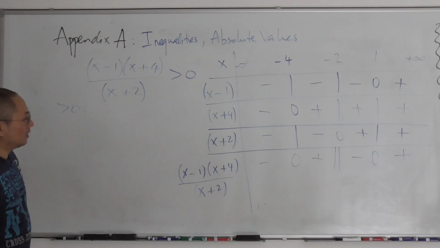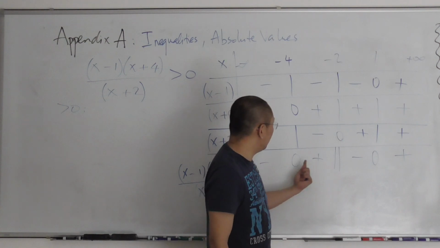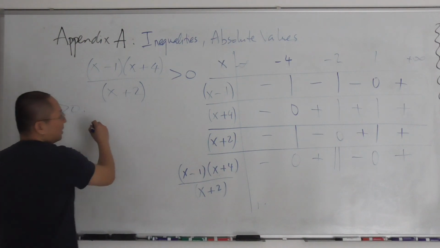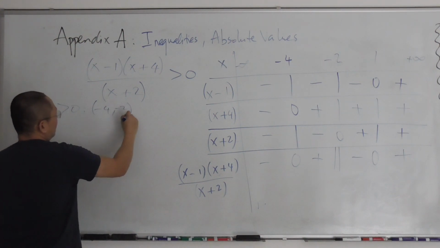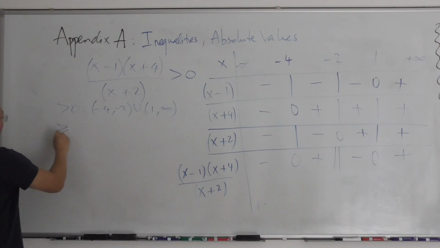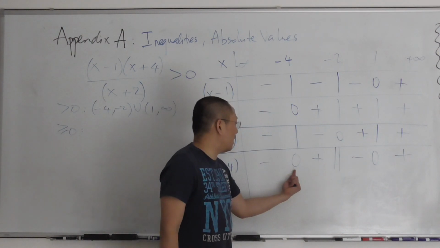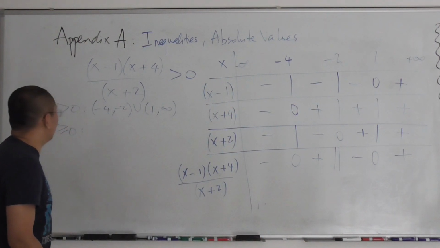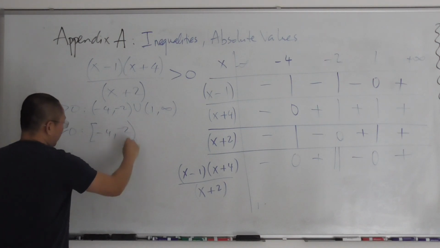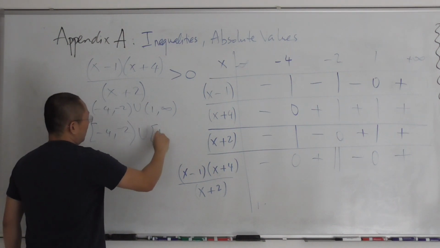If it's greater than 0, your answer will be 2 intervals. From here, negative 4 to negative 2, but not including negative 2. This is undefined. And what? Bigger than 1. The answer is negative 4 to negative 2, union 1 to infinity. Okay. What if the question is greater than or equal to 0? Now we look at the table, we don't just count the part for positive, we also count the parts equal to 0. So the answer will be negative 4 comma negative 2, parenthesis, because there's no 0 right here. Okay? And then union square bracket 1 to infinity.